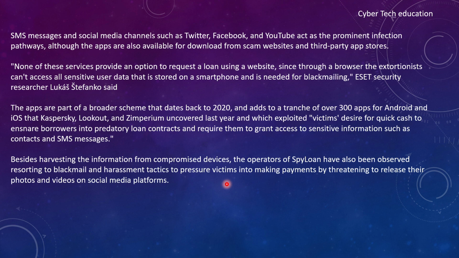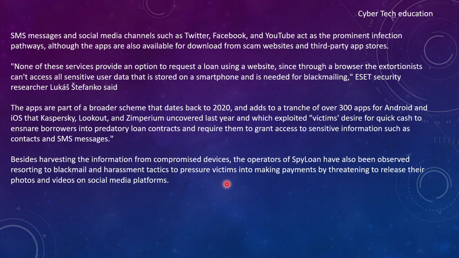The apps are also available for download from scam websites and third-party store websites. None of these services provides an option to request a loan using a website. Since these fraudulent apps can access all the sensitive user data stored on a smartphone, it is needed for eventually blackmailing the borrowers. The apps are even part of broader schemes that date back to 2020.